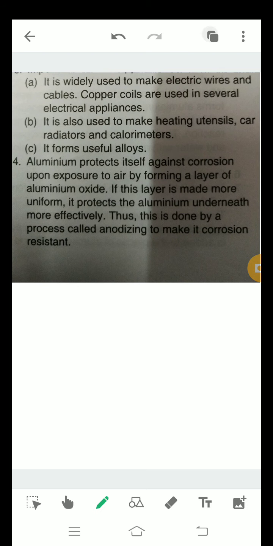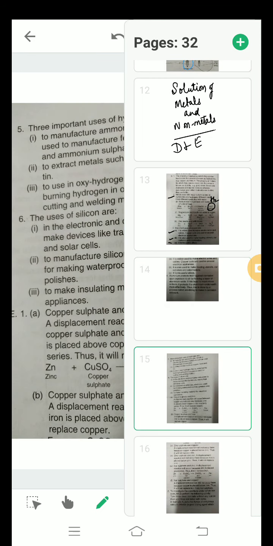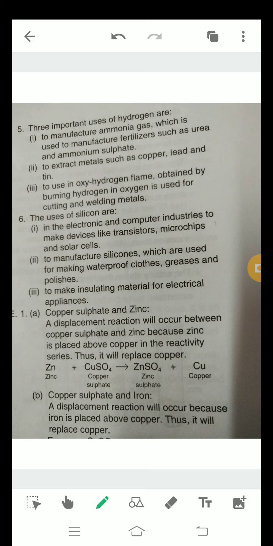Now, let us see answer number 5. The fifth answer, these are 3 important uses of hydrogen. So here are the 3 important uses of hydrogen. Just read them. This is the answer. Now question number 6 is, list 3 uses of silicon. These are the uses of silicon.